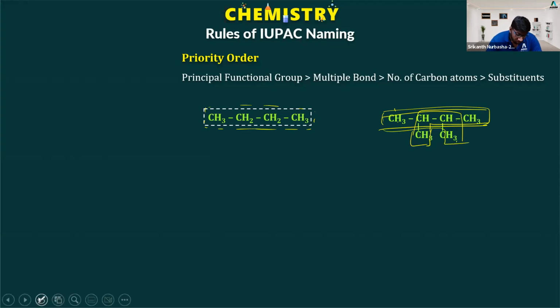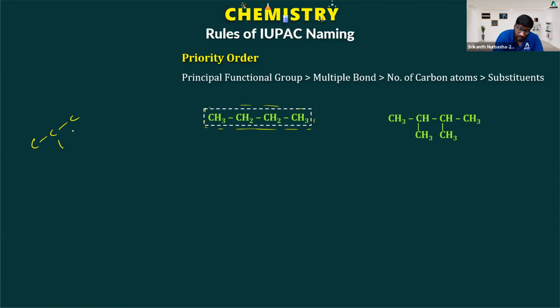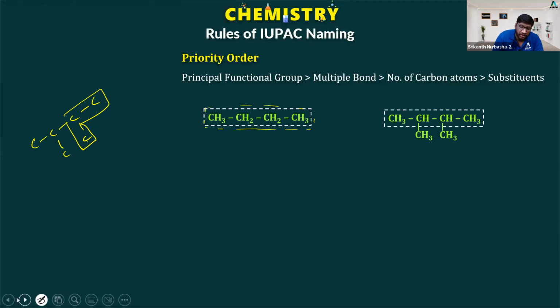Yes or no? But I cannot select which chains. So we have carbon, carbon, carbon, carbon, CC linkage. I cannot select this chain because only 3 carbon atoms are there in the parent carbon chain, where the maximum number possibility is 4 here. So that will be your principal parent carbon chain.